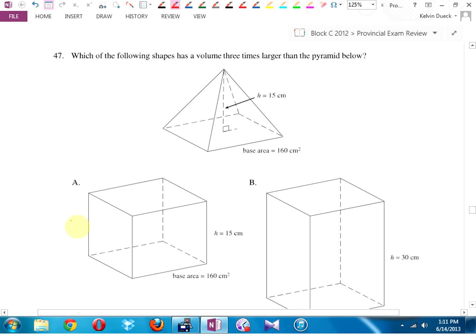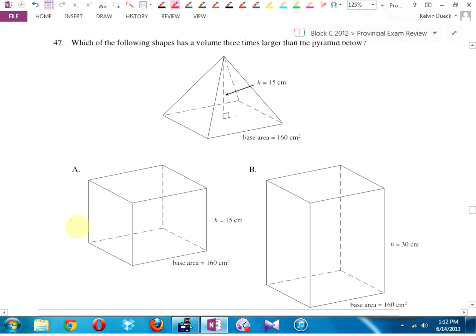Which of the following shapes has a volume 3 times larger than the pyramid below? Remember, we said that a pyramid was 1/3 of the box that it came from. So find a box that has the same height and the same base area, but is a box. A is 3 times bigger than that pyramid. That's why your pyramid equations for volume all have a divided by 3.